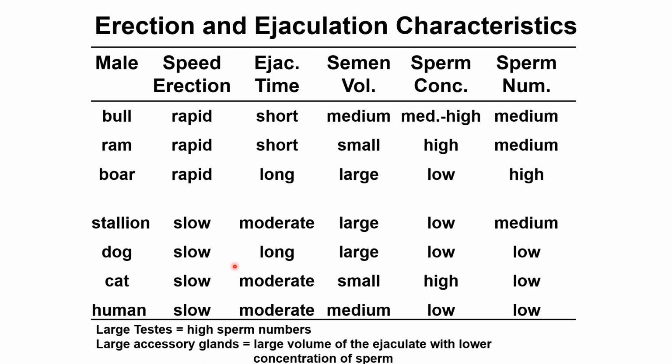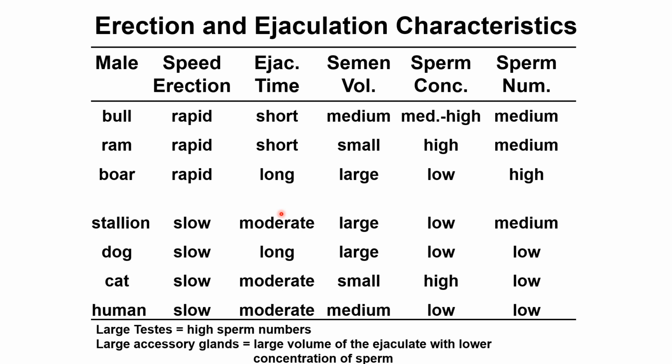This is a table showing the erection and ejaculation characteristics of these animals. The fibroelastic type of penis has a rapid speed of erection compared to that of the muscular vascular type of penis. The ejaculation time is shorter in the bull and the ram, and it is longer in the boar. It is the exception for the fibroelastic type of penis. All the others have a moderate to long ejaculation time.